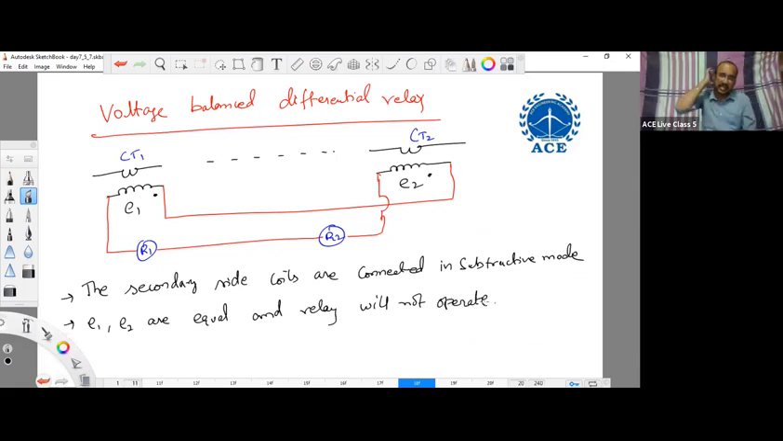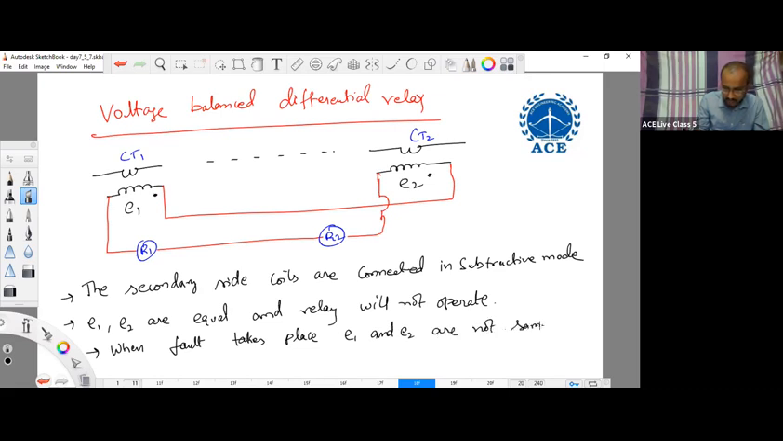But when fault takes place, E1 and E2 will not be same. That will result in current through the coil. When fault takes place, E1 and E2 are not same, and the relay will operate. Understood? This is how voltage balance differential relay will be operated. Because when fault takes place, what happens? E1 and E2 will not be equal. That will result in current to the relay, and the relay will operate.